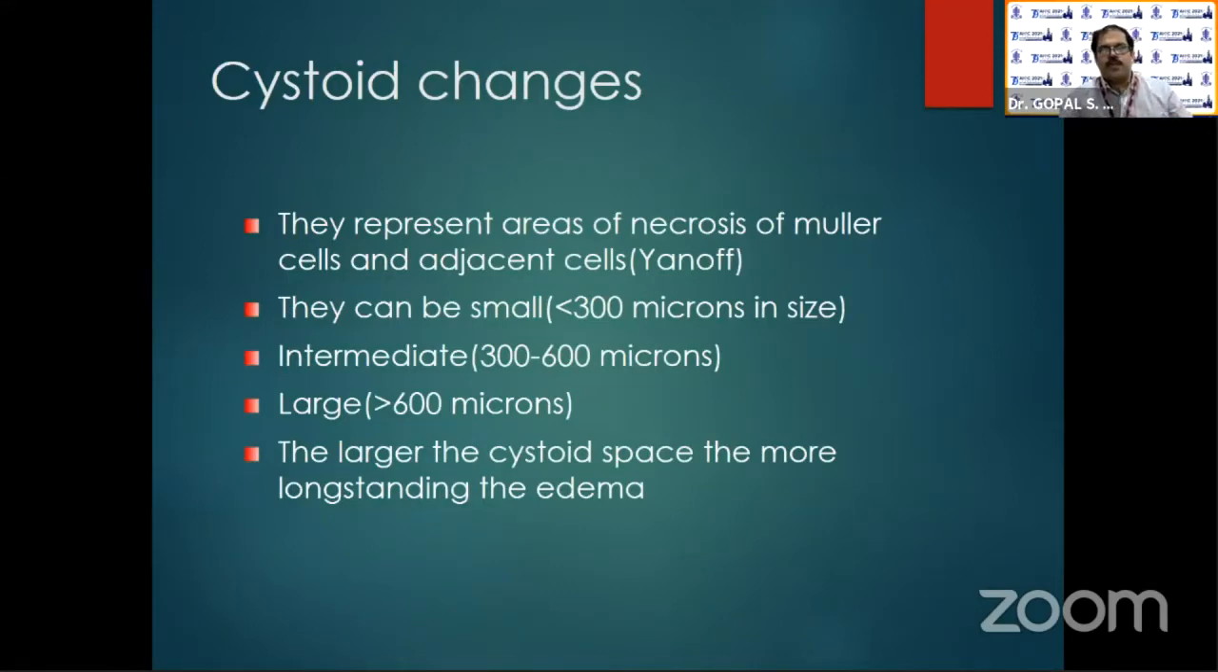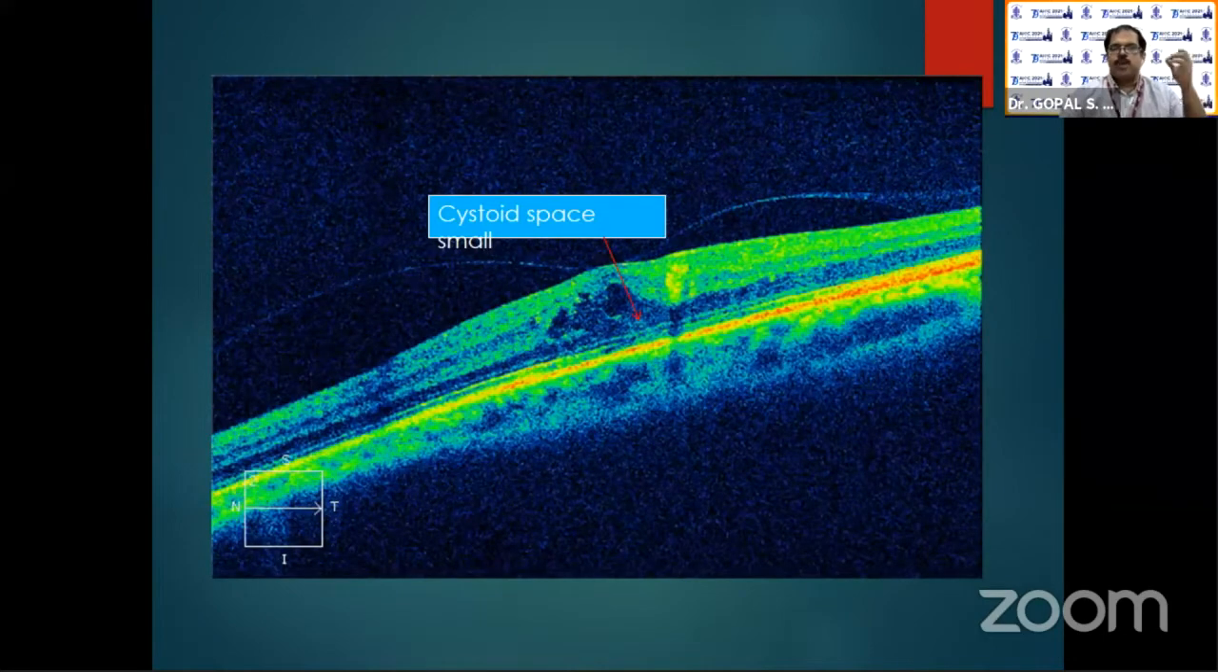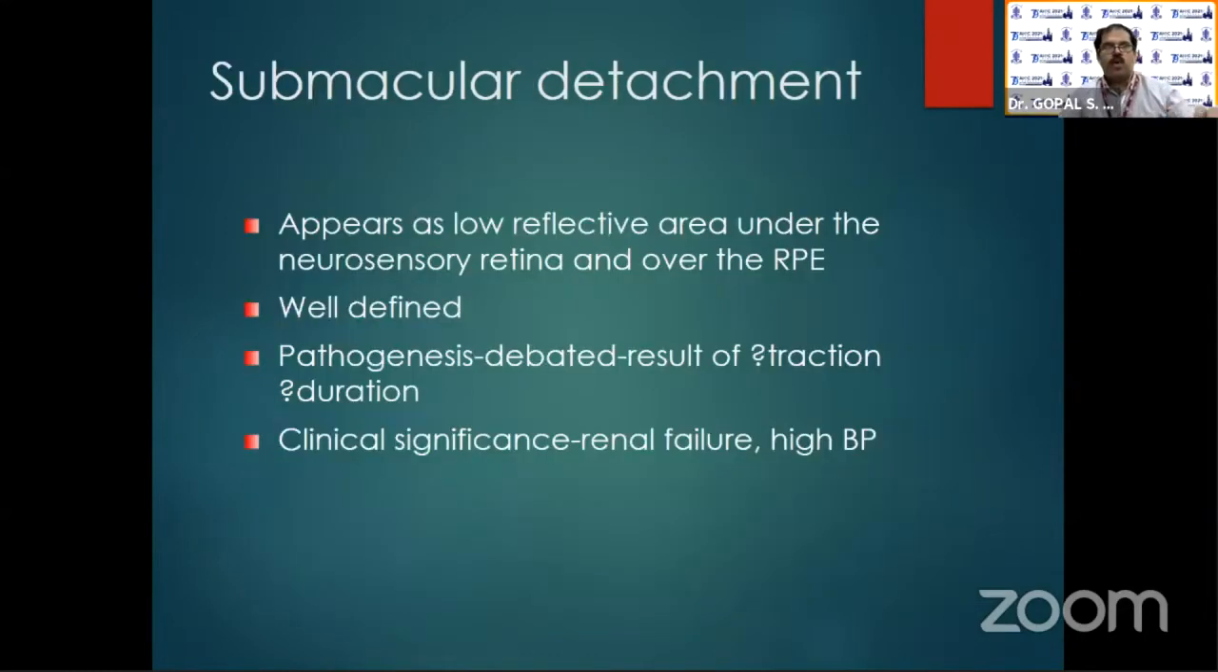Cystoid spaces represent areas of necrosis of Muller cells and adjacent cells. They can be small, intermediate, or large. The larger the space, generally, it is more chronic. And it's black non-reflective spaces surrounded by medium or low reflective septae. So that's a small cystoid space, but you can see there's a large cystoid space which may tell us that this is a more chronic disease.